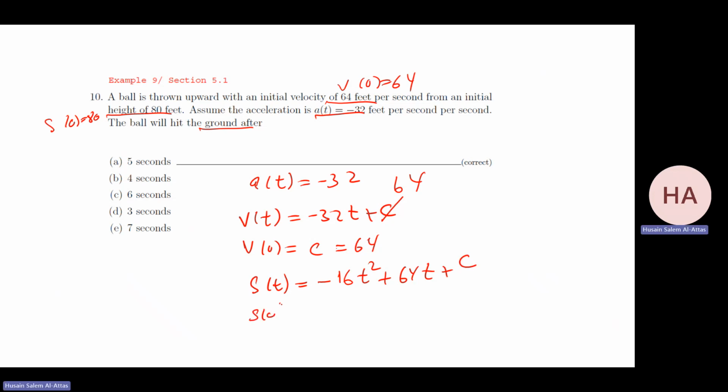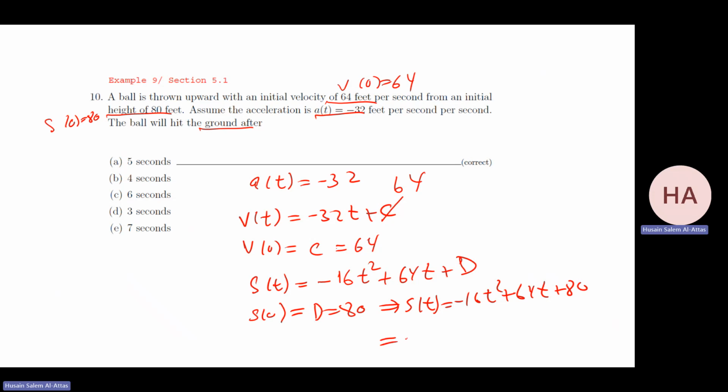S at 0 equals 80. That will be 0, 0. Call this one d. So d equals 80. So I have S of t is minus 16t squared plus 64t plus 80.